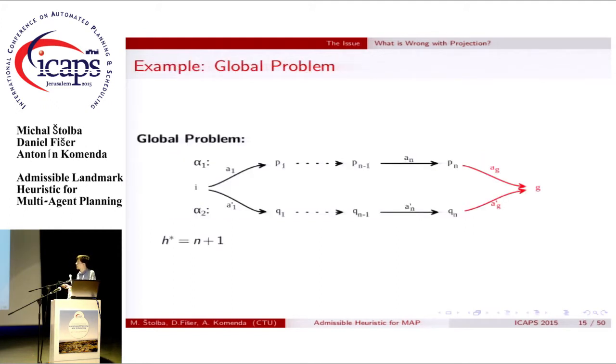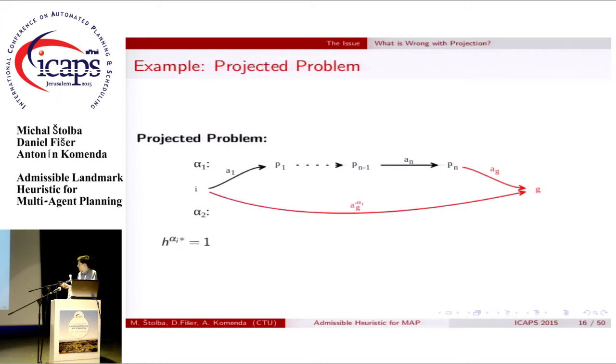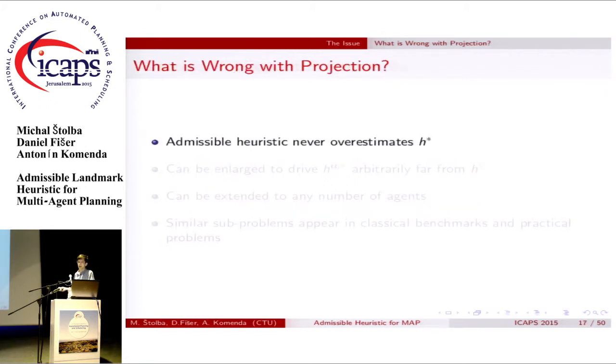But if we look at some problem like this, where we have two agents, each of them has a sequence of private actions followed by a public one. Here we can see that the optimal cost is quite obviously n+1. What happens in the projection is that the first agent, for example, thinks that the other agent has just this public action, and because it has no preconditions, it's applicable in the initial state. So he thinks that the optimal cost of this problem is 1. Obviously, any admissible heuristic cannot overestimate this estimate, so it can never be higher.